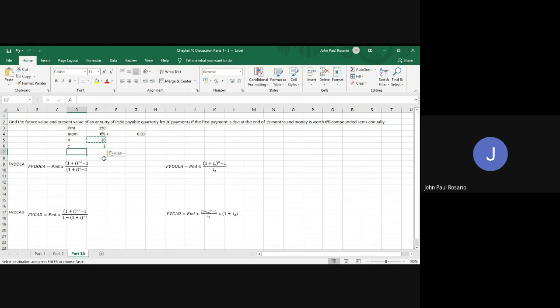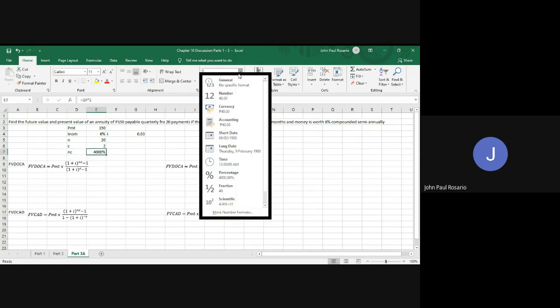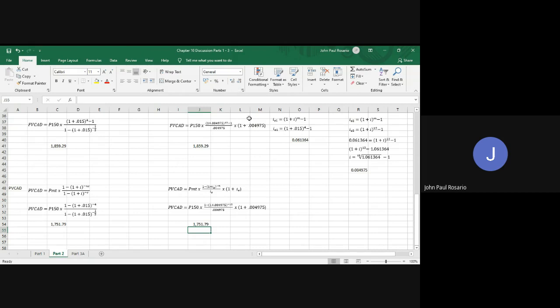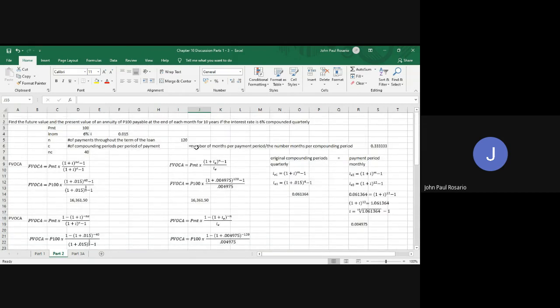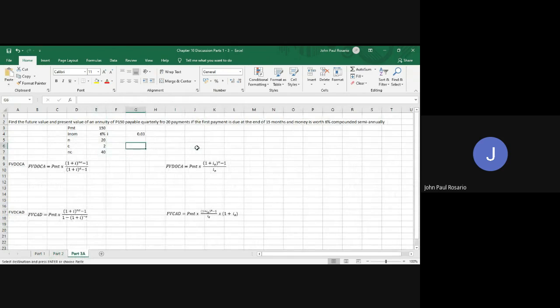So our nC now is 20 times 2. With our formula, let me go back to it. For C, this is the number of months per payment period. Oh, this is inverted, I'm sorry. Number of months per payment period, that's 3, and then we divide that by the number of months per compounding period, which is 6. So that's 1/2 or 0.5.